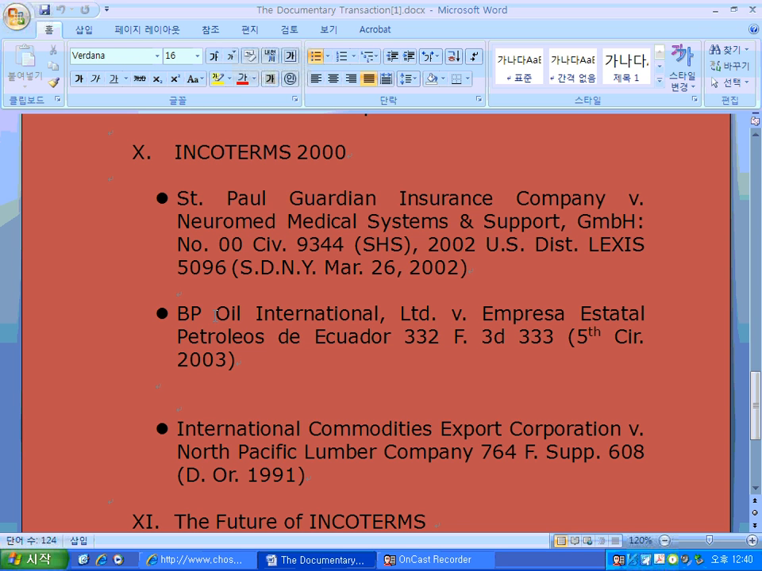Nonetheless, the German Supreme Court, the court of last resort in the Federal Republic of Germany for civil matters, concluded the clause FOB without specific reference to Incoterms was to be interpreted according to Incoterms simply because the terms include the clause FOB. So the court cited a case, a precedent of the German Supreme Court.